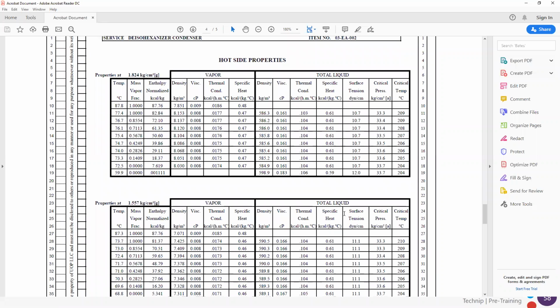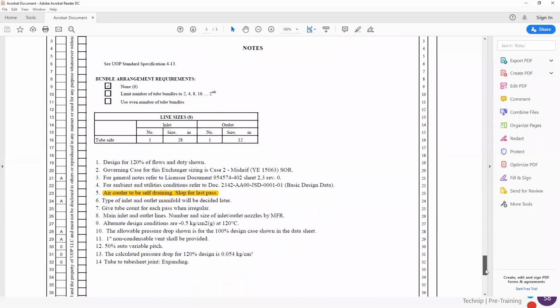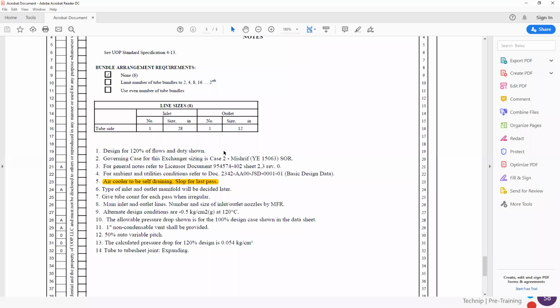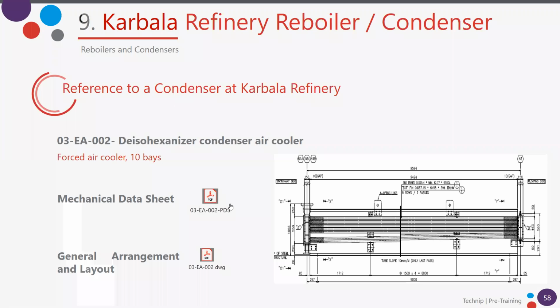These are the properties of our fluid at 3 different pressures. Here I just wanted to point out the note that says the air cooler is to be self-draining, meaning slope for the last pass. Let's take a quick look at the general arrangement, the mechanical drawing.